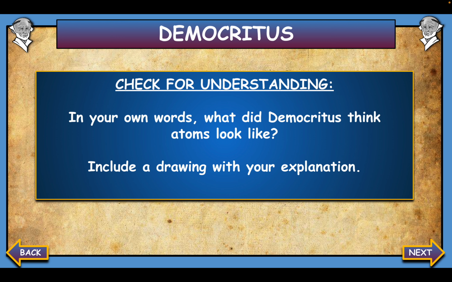And then I want you to include a drawing that explains your explanation. So I gave you multiple examples of what he thought different atoms look like. Pick two or three of them and redraw them and label them so that I know that you understand that Democritus thought different atoms were different sizes and different shapes, and that they actually looked like whatever it was that they were making up. That's as far as we got in the notes today.